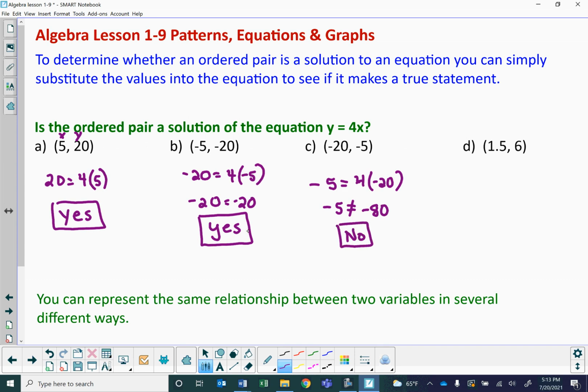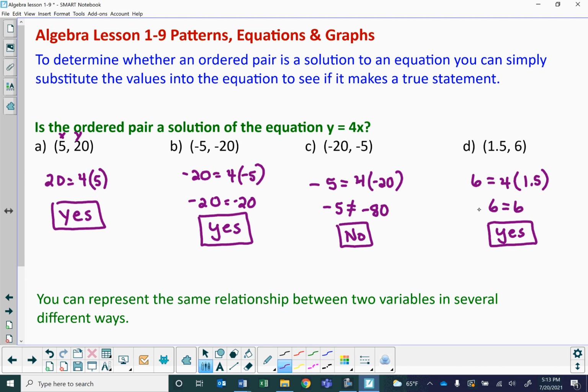And letter D, (1.5, 6). So 6 equals 4 times 1.5. Let's do that correctly, it would be 4 times 1.5. 1.5 times 4 is indeed 6, so 6 equals 6. So yes, this is a solution to this equation.